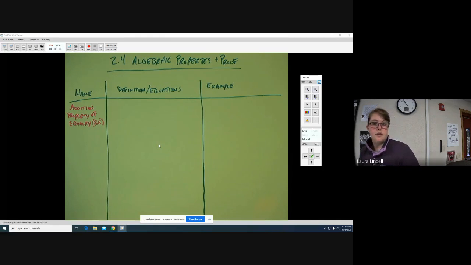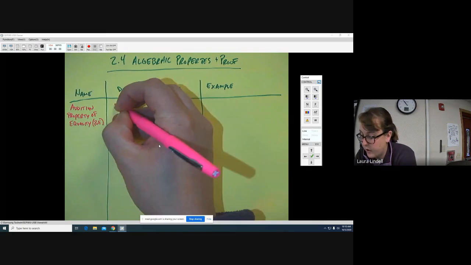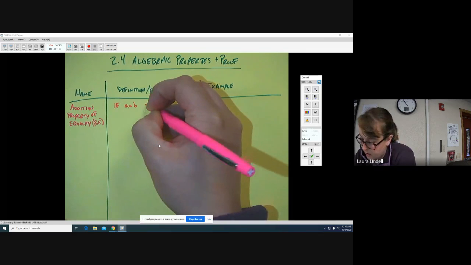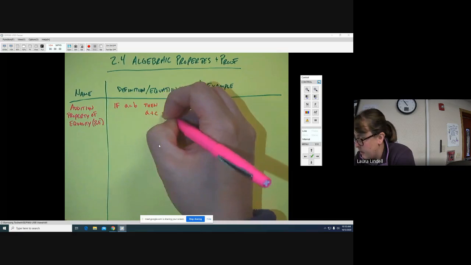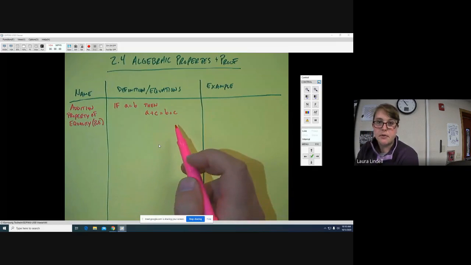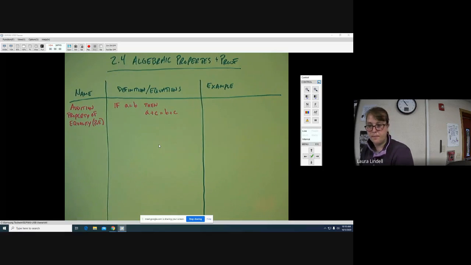Okay. So the addition property of equality is what lets us add something to both sides of the equation. The definition of it anyway, is if A equals B, then A plus C equals B plus C. So I can add the same number to both sides of my equation, and that's okay to do. So there's our definition, I guess.